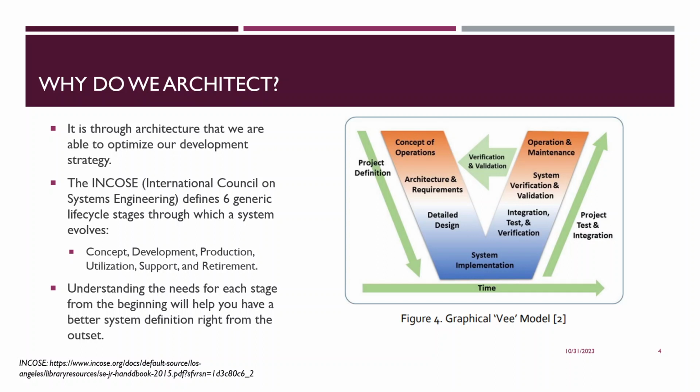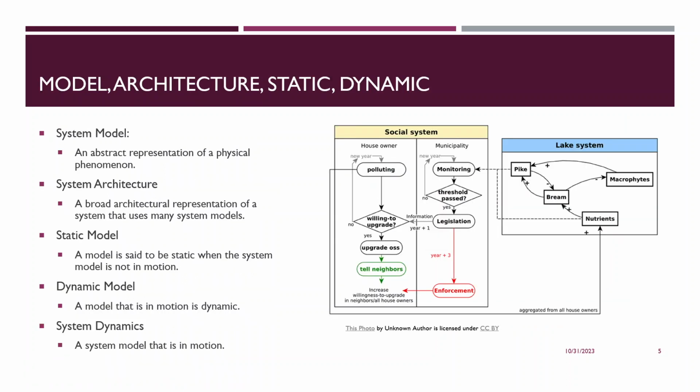So now that you've got a feel for that, let's go to model and architecture. Let's run through some terminology. From a terminology perspective, there's system model, which I talked about, system architecture, but there's three more things I want to talk to you about, which is this idea of a static model versus a dynamic model. And then I'm going to reintroduce system dynamics. So a static model is like it sounds. A model is static when the system model is not in motion.